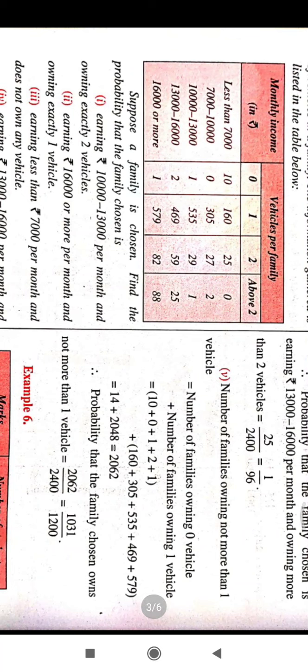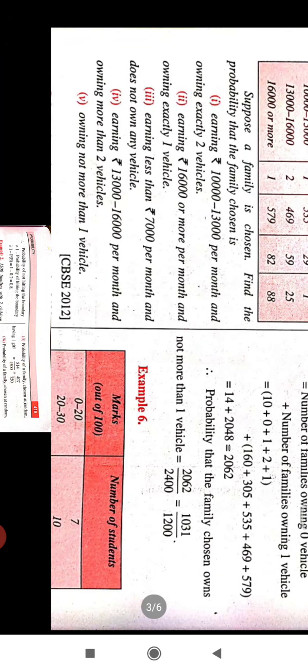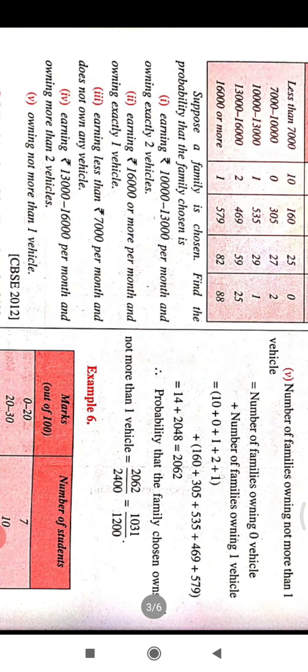So 2062 upon 2400. 2062 divided by 2, you will obtain 1031, and 2400 divided by 2, you will obtain 1200. So now it will not cut again. So this is the answer of the question.